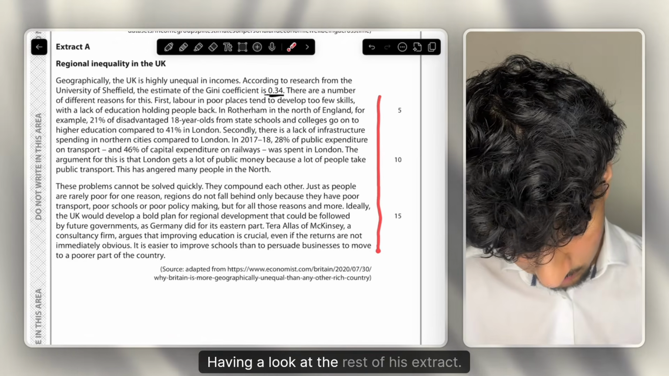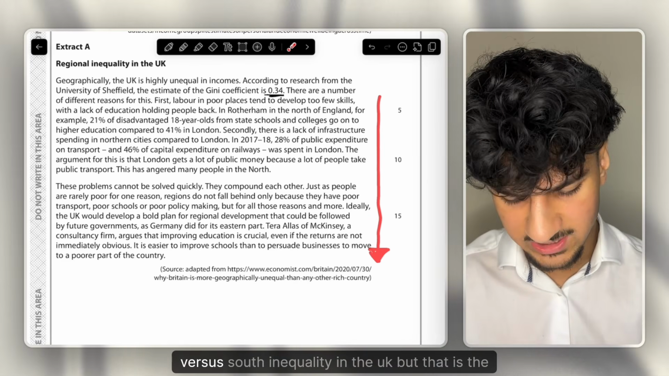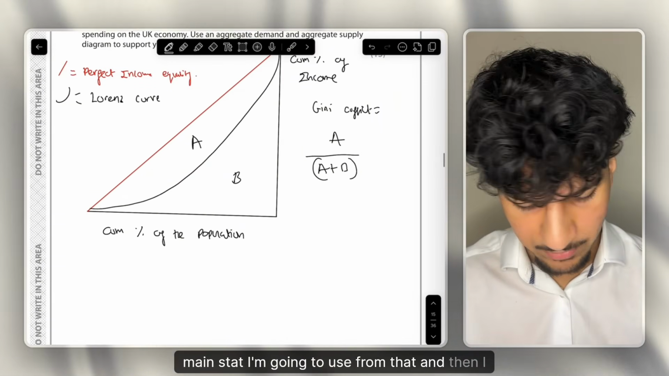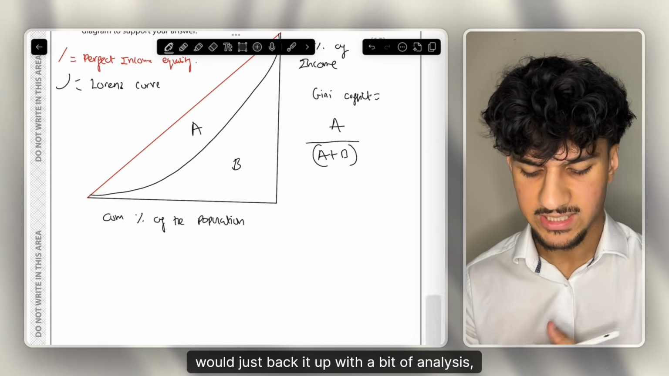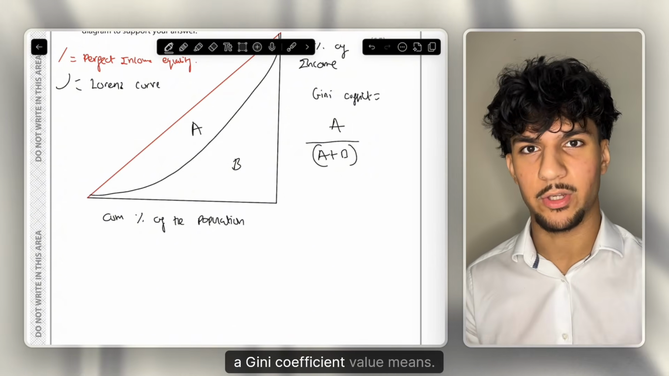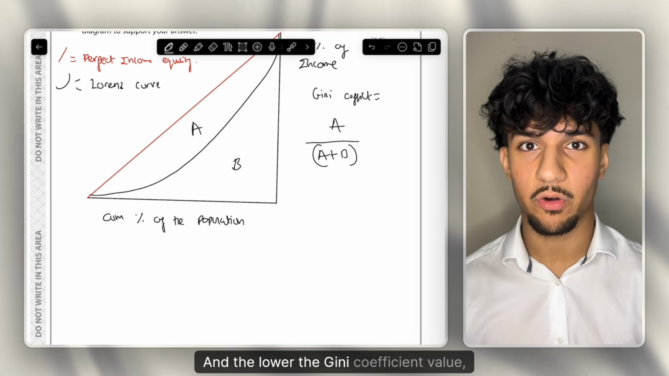And having a look at the rest of this extract, it mentions the different levels of inequality, so the north versus south inequality in the UK. But that is the main stat I am going to use from that. And then I would just back it up with a bit of analysis, a bit of content knowledge. So you need to actually be able to interpret what a Gini coefficient value means. So the higher the Gini coefficient value, what does that mean? And the lower the Gini coefficient value, what does that mean?